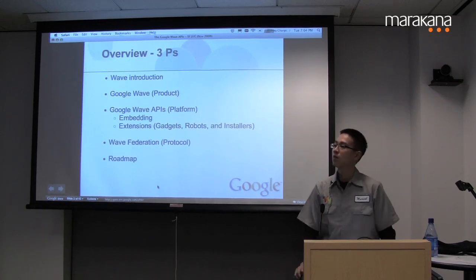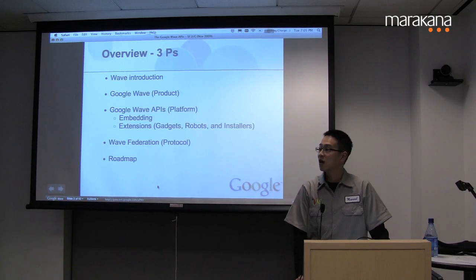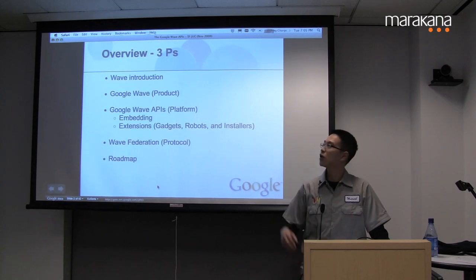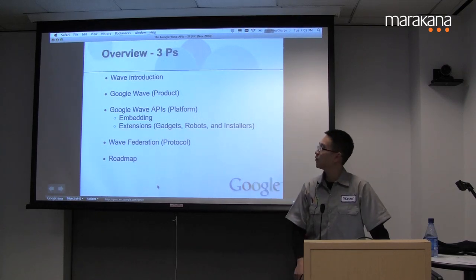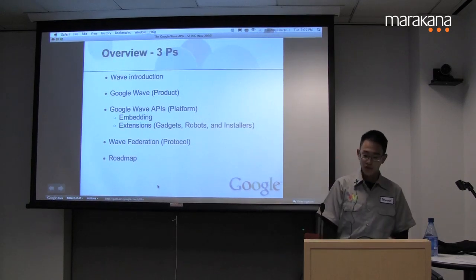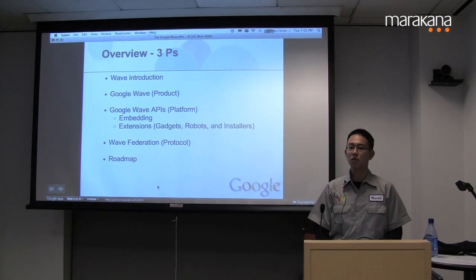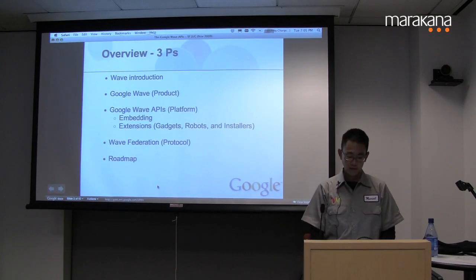My manager, Lars Rasmussen, started this project with his brother, Jens Rasmussen. They're the two co-founders. When they started the project, they had three things in mind. We call it the 3Ps. The first P is product. Google Wave itself is a product. Google Wave is the web application that people can use and access to collaborate on waves.